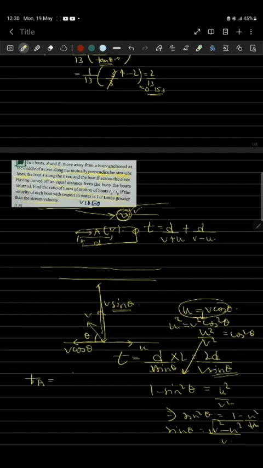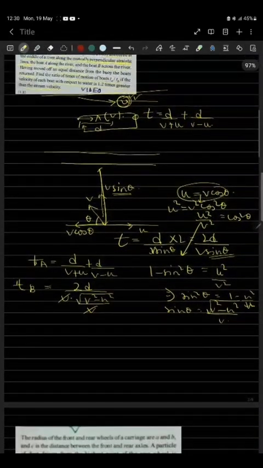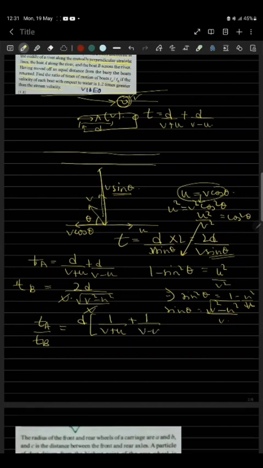We found out this is d by v plus u plus d by v minus u. Time taken by B is equal to 2d by v into, let's substitute sin theta, root under v square minus u square by v. This gets cancelled. Now we are going to find the ratio Ta by Tb. This will be equal to d into, taking the d common, 1 by v plus u plus 1 by v minus u, over 2d by root under v square minus u square.